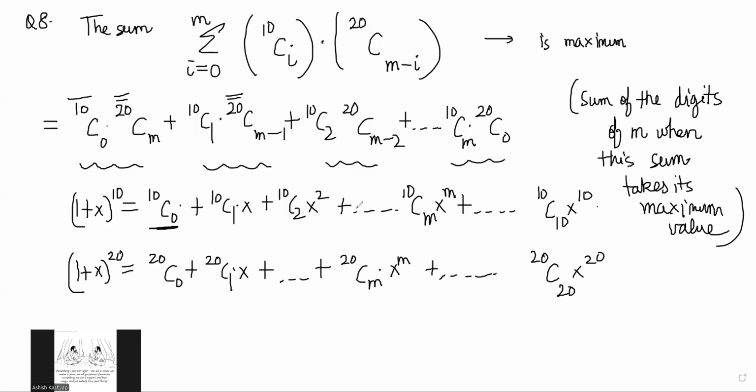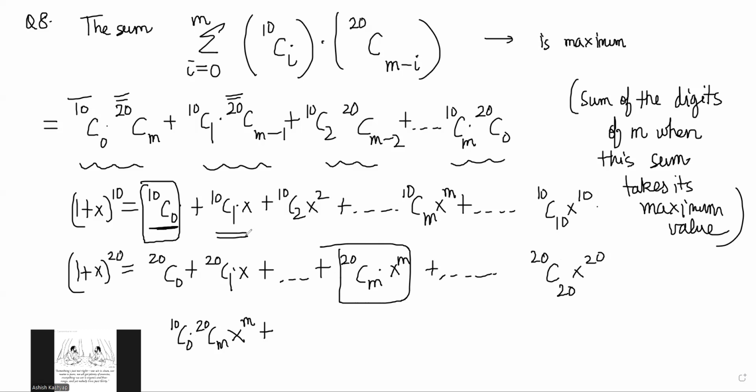Now if I multiply the terms, when I multiply this term with this term, I am getting 10C0 20Cm x^m. Then I multiply this term with the previous term, rather, not the next term. This is 20C(m - 1). So the previous term here would have been 10C1 x into 20C(m - 1) x^(m - 1). So notice that this also combines to give x^m only, right? So we are getting x^m here also, x^m here also.